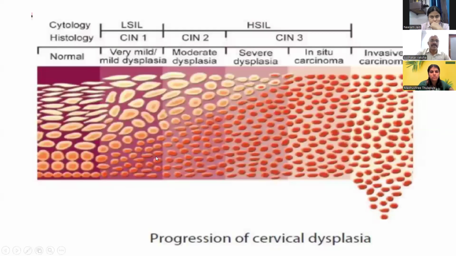So this is CIN1, lower 1/3 showing the atypical cells. This is CIN2. This is CIN3. And this is invasive carcinoma. The cancer is passing beyond the basal membrane. This entire line is the basal membrane. When the tumor cells pass beyond the basal membrane, then it's called invasive carcinoma.